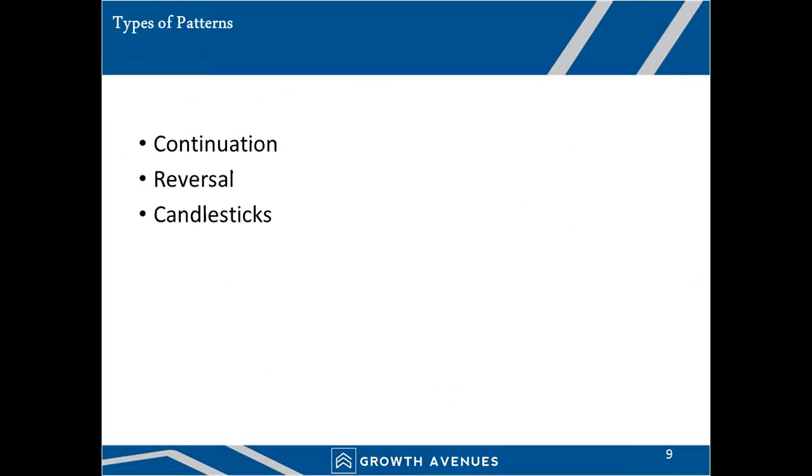Before we go into that, we must know that there are three types of patterns. Patterns are categorized into three different types. One is a continuation pattern. The second is a reversal pattern. And the third are candlestick patterns. So these are three types or classifications of patterns which will help you understand what the price is going to do.